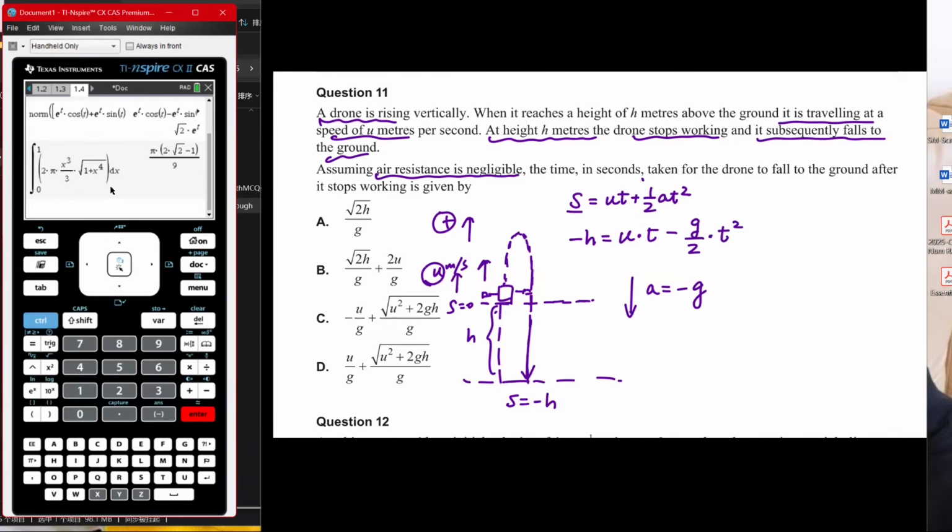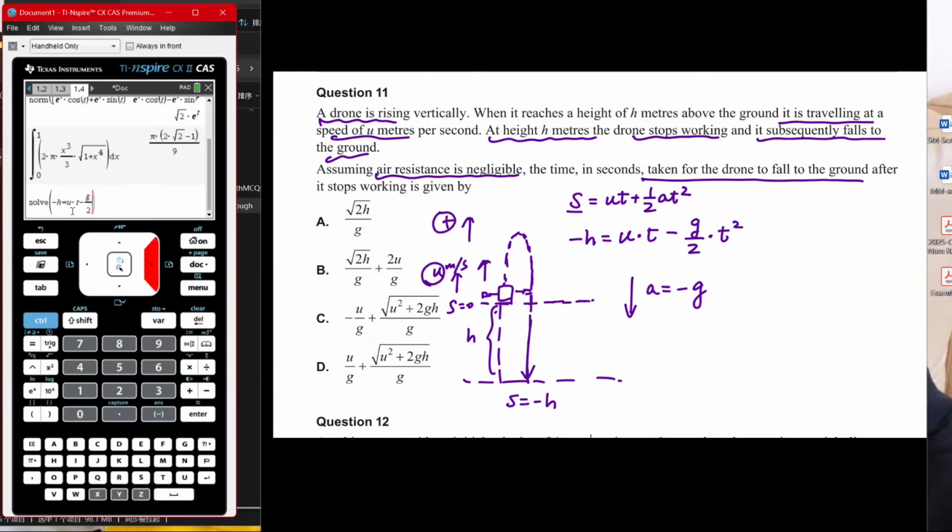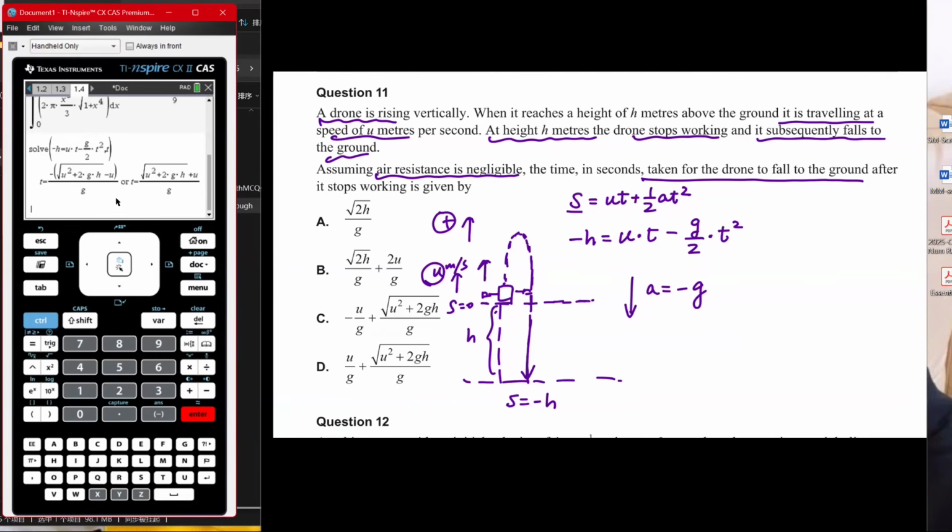And we want to find the time taken for the drone to fall to the ground. So you can use your CAS calculator, solve button: minus h equals u times t, minus g over 2 times t squared, comma t. And you get two expressions. Now, to analyze these two solutions, usually we take the positive value. But here I would go just one step further. If I look at a similar graph like this, it's like a negative quadratic. This is identical to minus half g t squared plus ut plus h equals 0.